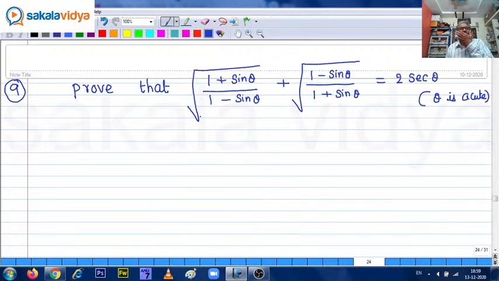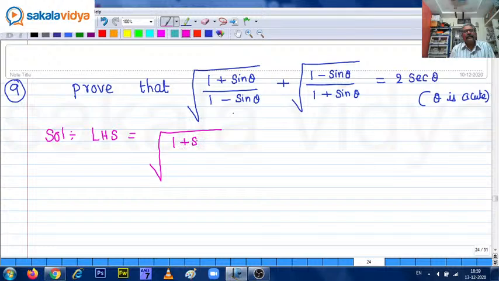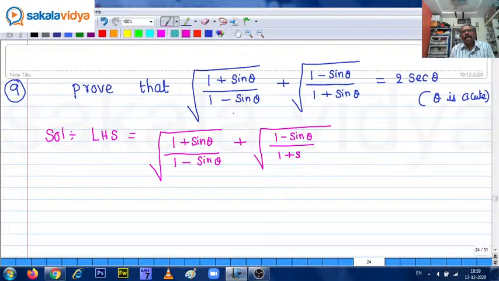Okay, let us solve this problem. Prove that root of (1 plus sin theta by 1 minus sin theta) plus root of (1 minus sin theta upon 1 plus sin theta) is equal to 2 sec theta. First let us consider the left hand side. That is equal to root over (1 plus sin theta upon 1 minus sin theta) plus root of (1 minus sin theta upon 1 plus sin theta). This can be written in one step as root of 1 plus sin theta upon root of 1 minus sin theta. This root is meant for numerator and denominator.